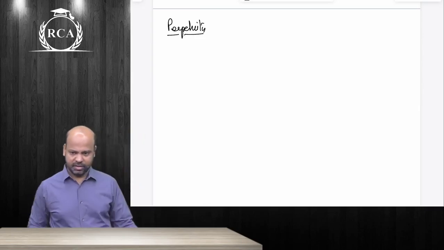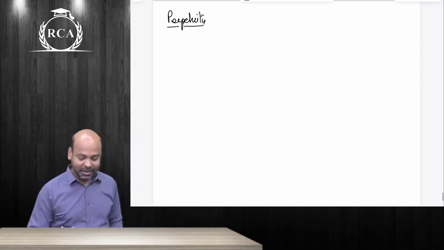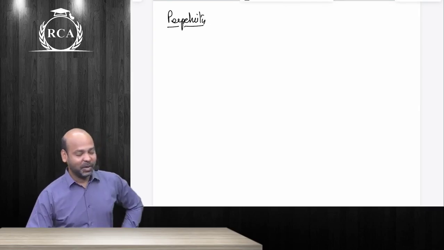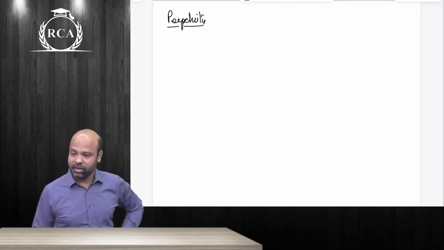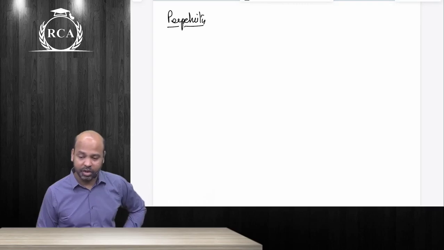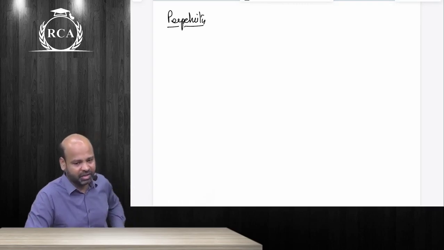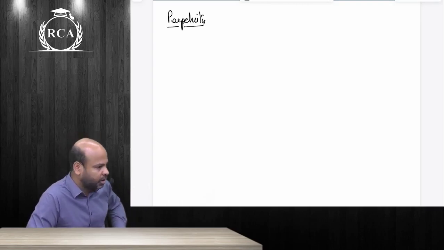So guys, correct. Perpetuity is nothing but a series of cash flows where there is no defined end point. It is considered to be a special case of annuity.